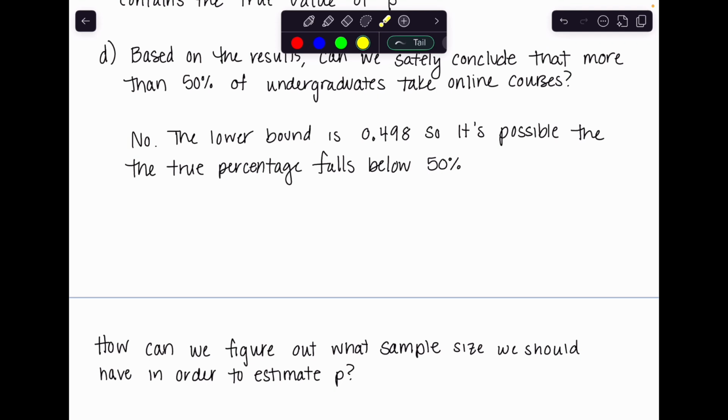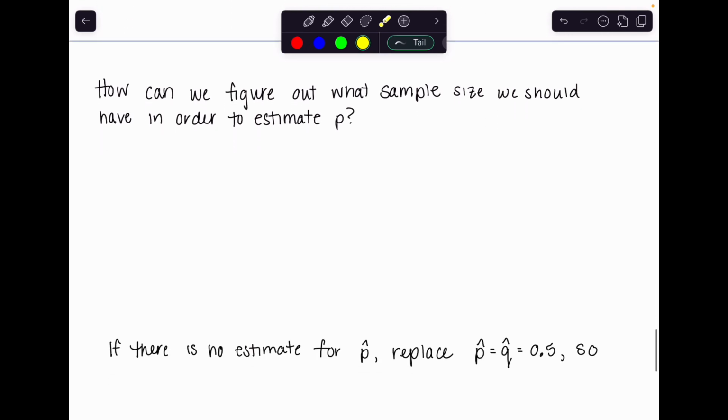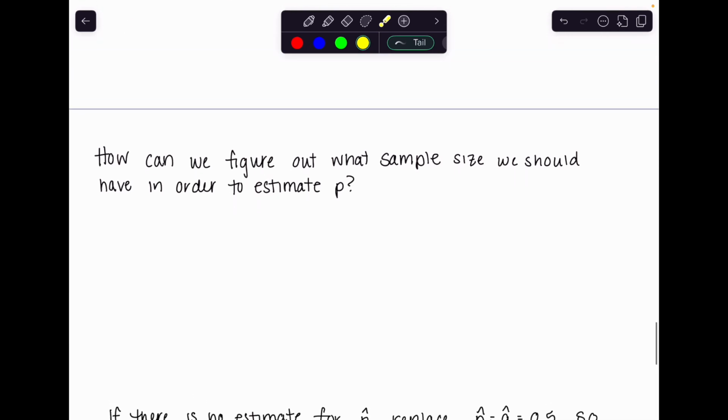And really, it just comes from solving our equation for E, okay? So we know that our error is going to be that critical Z value times this square root, where we take P hat, times it by Q hat, and divide it by the sample size. What I want to do is I really just want to solve this for N, because that's the sample size. So in this case, I know I'm looking for 95% confidence.